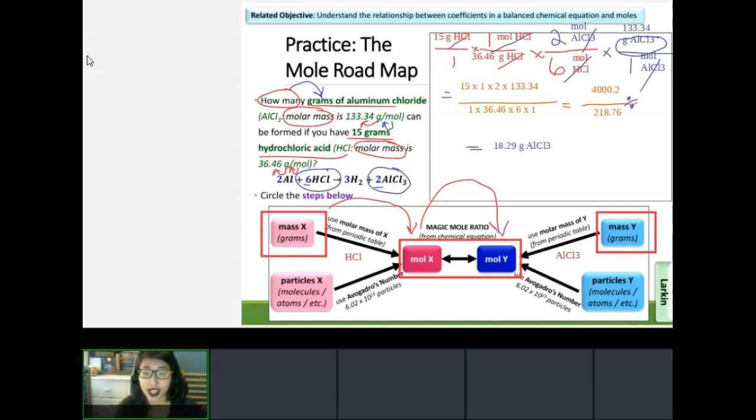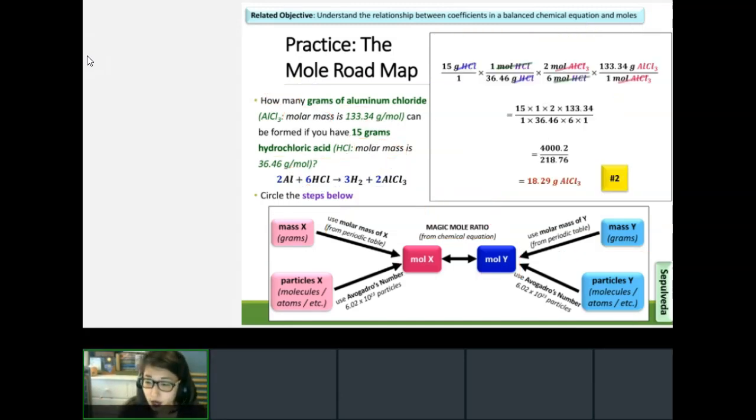Yeah, absolutely. So this is going to be our answer for number 2. I do want to emphasize that these are L's. They are not I's. They're just lowercase L's because aluminum and chlorine have lowercase L's in their abbreviation. So that's going to be number 2, 18.29 grams AlCl3. Go ahead and fill that in.